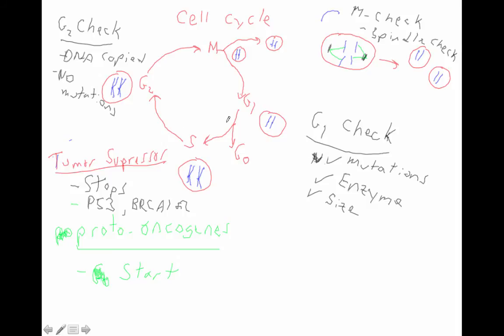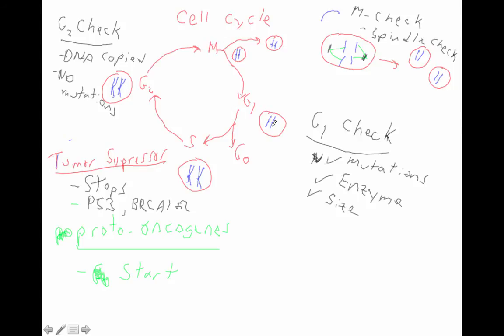Now, if there is a mutation, what happens? We just copied that mutation in S phase. Over here, we come here. If there is a mutation in the tumor suppressor gene, once again, it can't check for mutation, and we will fly through that stop sign and move into M phase. Once we're in M phase, we now have mutations.